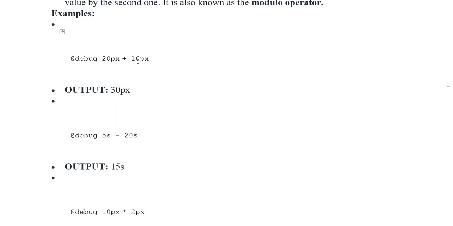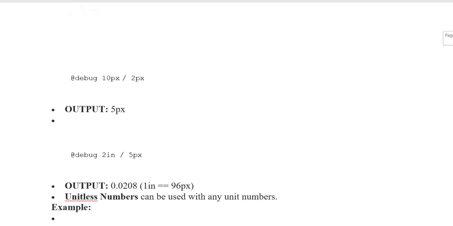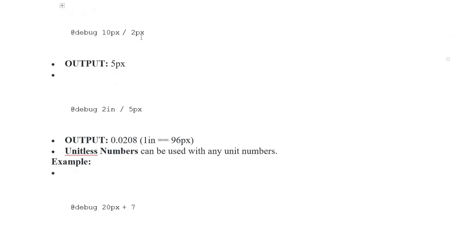Example: debug 20 pixel plus 10 pixel, output 30 pixel, 20 plus 10, 30 pixel. Debug 5 second minus 20 second, 15 second, 20 minus 5, 15 second. Again, debug 10 pixel multiply by 2 pixel, 10 multiply by 2, 20 pixel. You will know about pixel multiply by pixel later in this article. Debug 10 pixel over 2, 10 divided by 2, 5. Debug 2 in 5 pixel, 0.2 something.